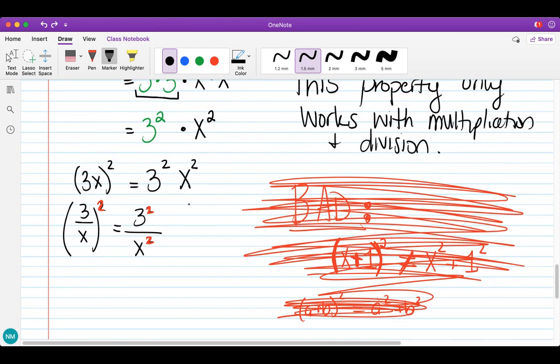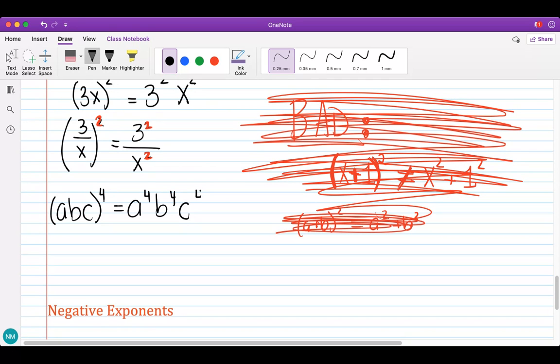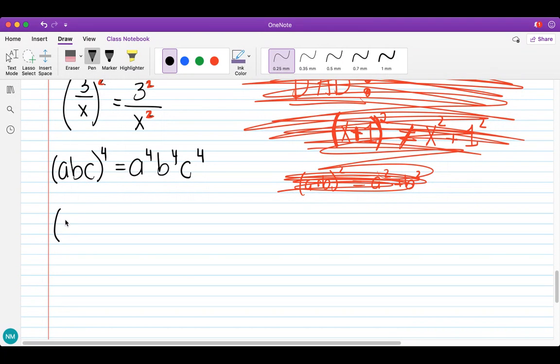Anyways, moving on. So yeah, just really quickly, let's go one more. ABC to the 4th power is a to the 4th, b to the 4th, c to the 4th. Now, what if I have something like 2a squared b cubed? So I know that this cubed is going to go to the 2, to the a and the b.